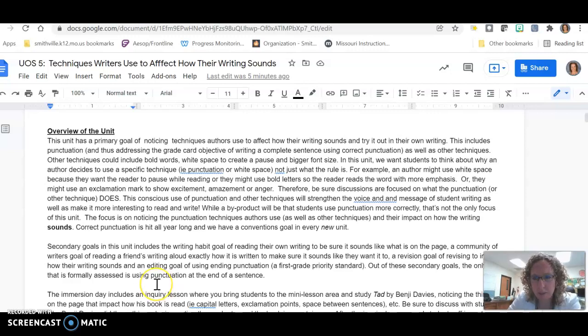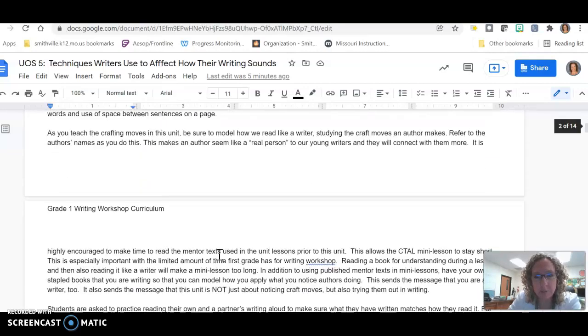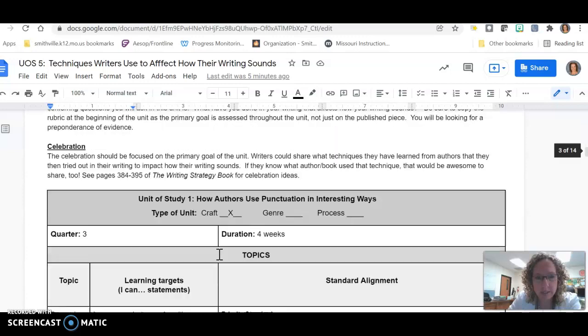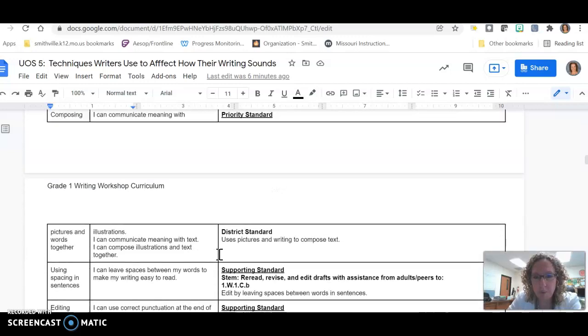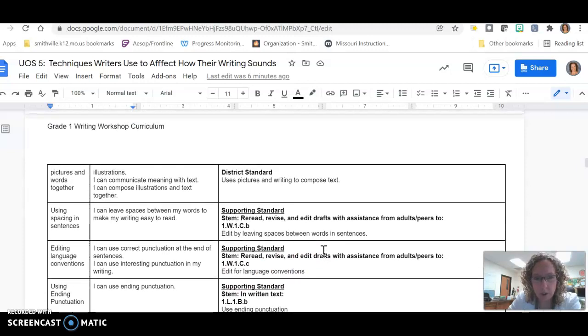I'm going to talk through some of the big points in this unit, but make sure you read over all of these paragraphs. That really helps you understand the unit. We do have our priority and supporting standards listed here, just like we always do. This unit hits our priority standard of using pictures and writing to compose text, because we know from our learning with Matt Glover and also from Katie Wood Ray's book, In Pictures and in Words, that book that you guys got earlier in the year, that our youngest writers compose meaning through illustrations and text together.